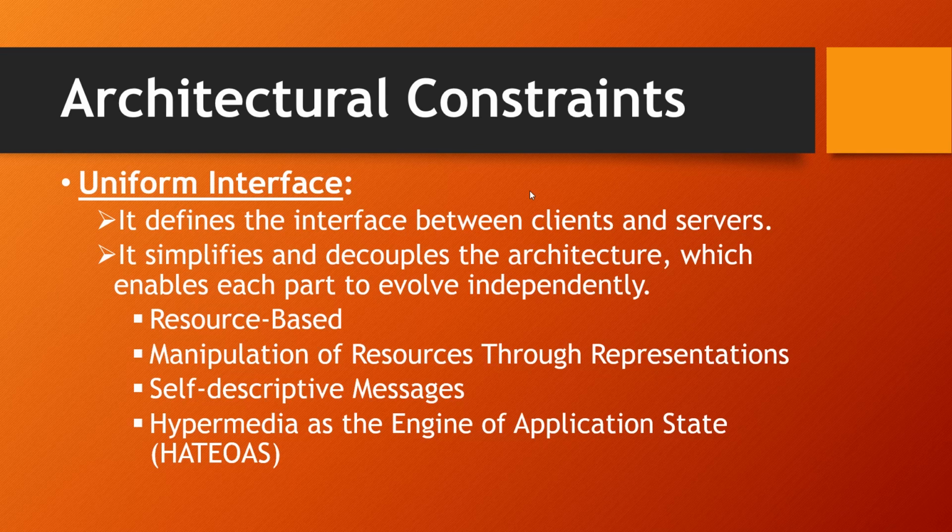The uniform interface constraint defines the interface between client and servers. It simplifies and decouples the architecture, which enables each part to evolve independently. There are 4 guiding principles of uniform interface. So the first guideline is resource-based. Individual resources are identified in a request, for example, API or user.